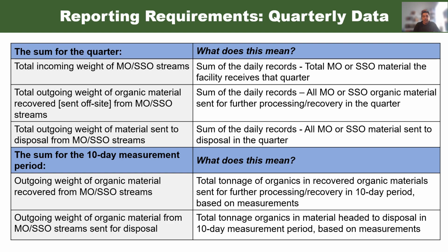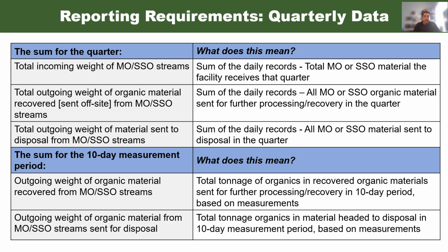And for the next few sections, it's going to want the total outgoing material for recovery for any MO and SSO streams. And so this again is going to be based on those daily records, and it's that waste stream as a whole, so that would include any organics as well as the non-organics and incompatibles. And the other information that needs to be reported is going to be that total outgoing weight of any of those MO and SSO streams for disposal. So again, that's going to be based on those daily weights and that waste stream as a whole. So any organics and non-organics.